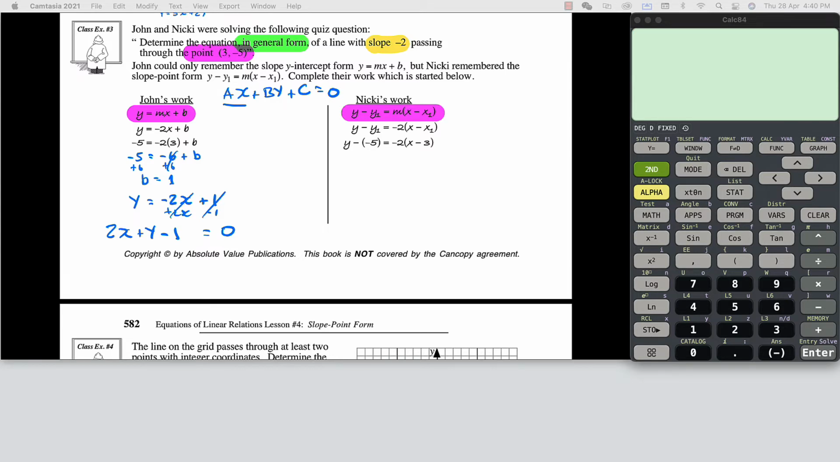Okay, so y minus negative 5 is going to be y plus 5 equals negative 2 times x is negative 2x. Negative 2 times negative 3 is positive 6. I'm going to subtract 5 from this side, which means I subtract 5 from that side. On the left, we're going to have y equals negative 2x plus 1. So we're literally back to where John was. And now we would do the exact same thing to put it into the general form: 2x plus y minus 1 equals 0.